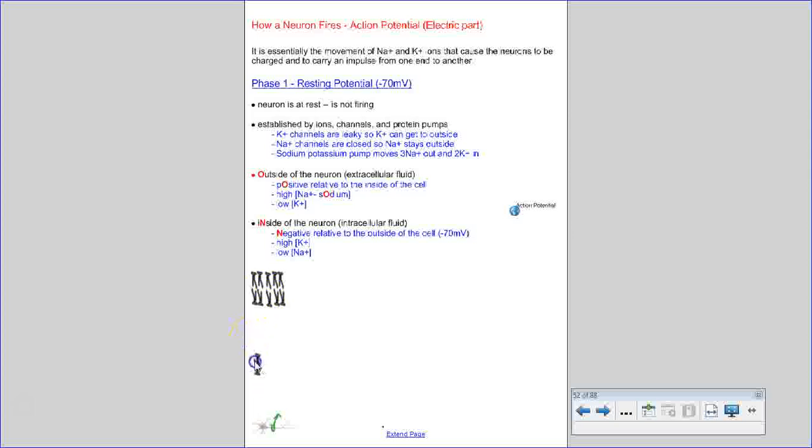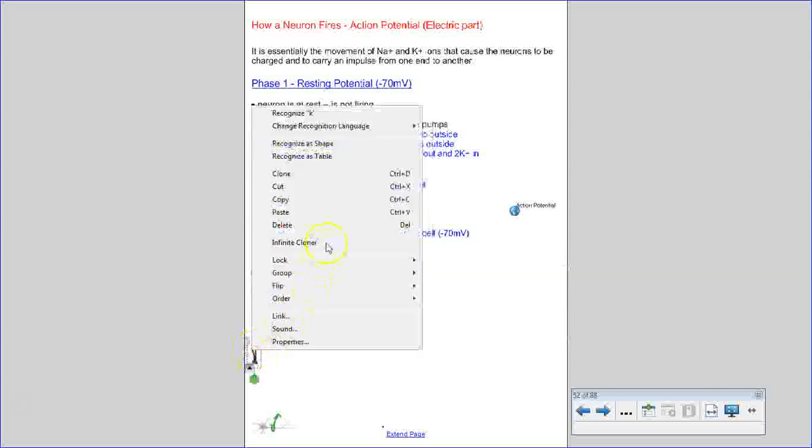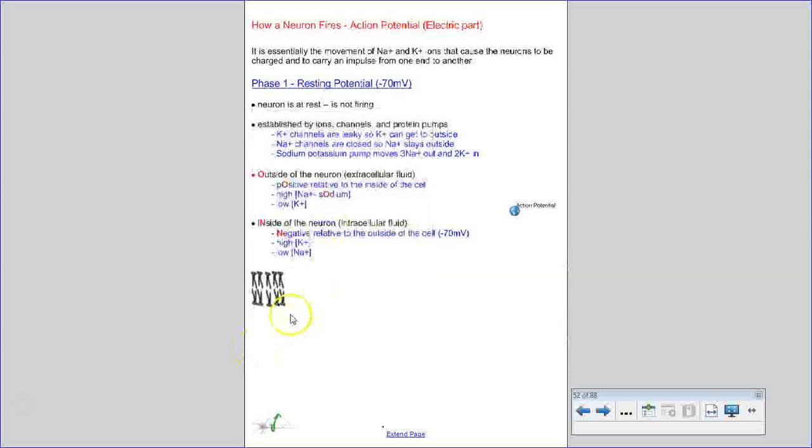It'd be quicker if I just copy and paste these. Alright.